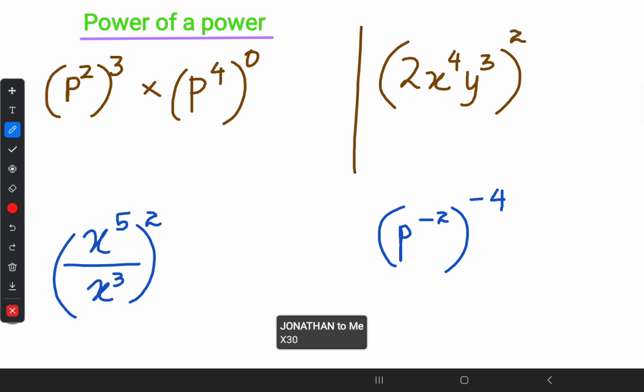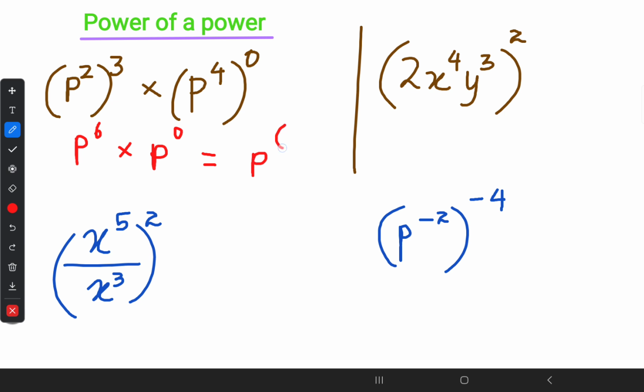That's all. So in the first question, it has a power of a power, so it will become p with the power of 2 times 3, 6, multiplied with p with the power of 4 times 0. It would be 0. Okay, 0 multiplied with other numbers will give you 0. Thereafter, same base multiplication, so p with 6 plus 0, it will become p with the power of 6. Finally, this is the final answer.